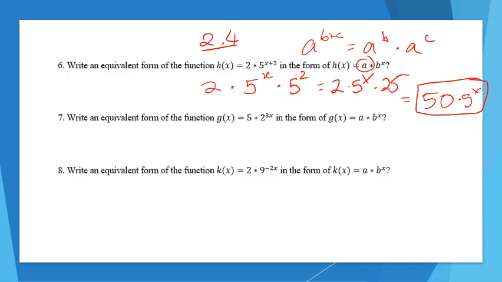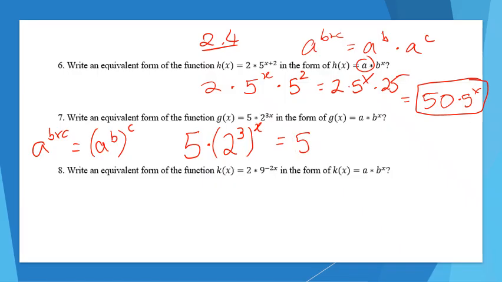For 7, because it's multiplied, if we have a to the power of b times c, we can actually rewrite this and change the base into a to the power of b, and then that whole thing in parentheses to the power of c on the outside. So let's do that with the 2 to the power of 3x. That should be 5 times 2 cubed, and then we're going to put usually the x term on the outside. So this should become 5 times 8 to the power of x, and that should be our answer.